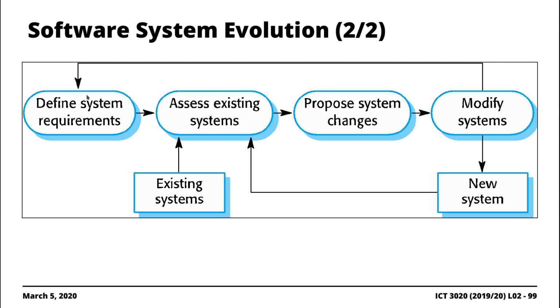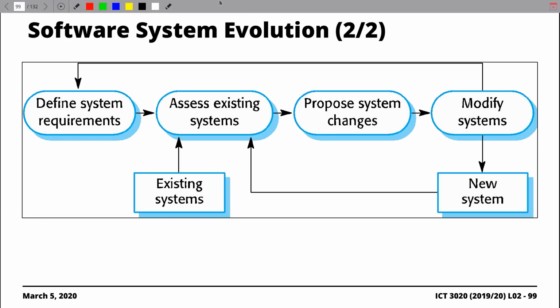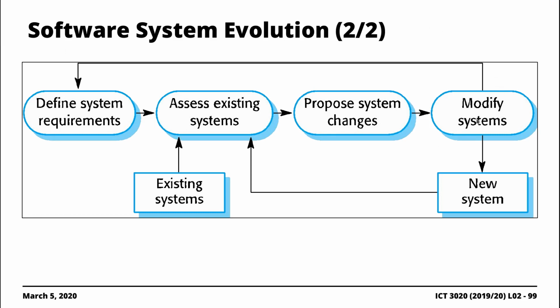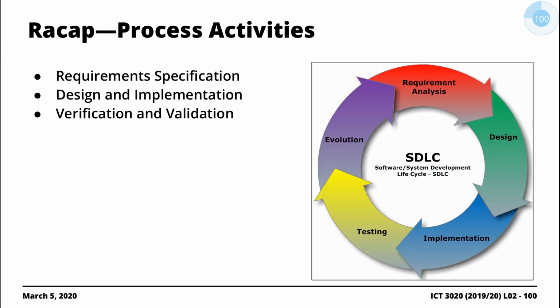So when you're implementing the system for the first time, you obviously have to go through the requirements engineering process, right? You define the system requirements, to see if there are any existing systems that exist. Then you come up with system changes. If need be the case, you modify the system, and then you loop, right? You're going through an evolution process. Otherwise, you come up with a new system, right? Hope this makes sense.